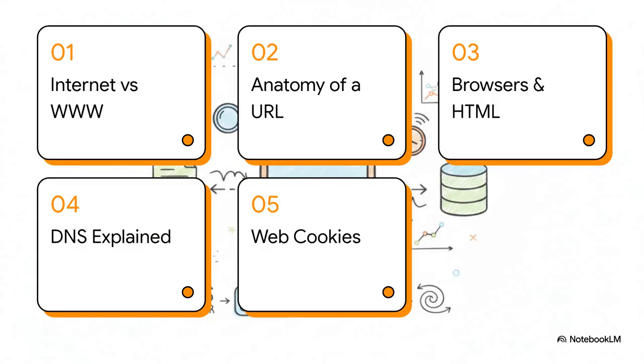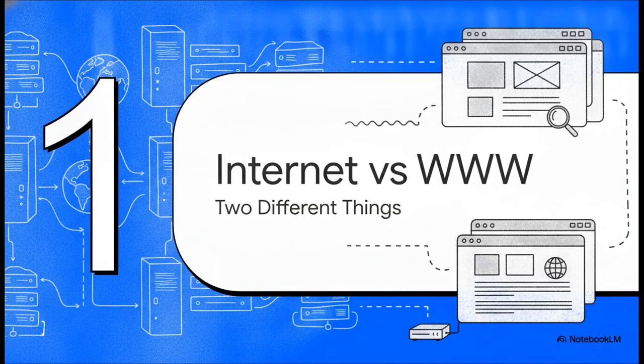So, to really understand this journey, we're going to cover 5 steps today. 1. The internet versus the World Wide Web. 2. The anatomy of a URL. 3. Browsers and HTML explained. 4. The domain name system. And finally, 5. Understanding web cookies. Let's get into it.